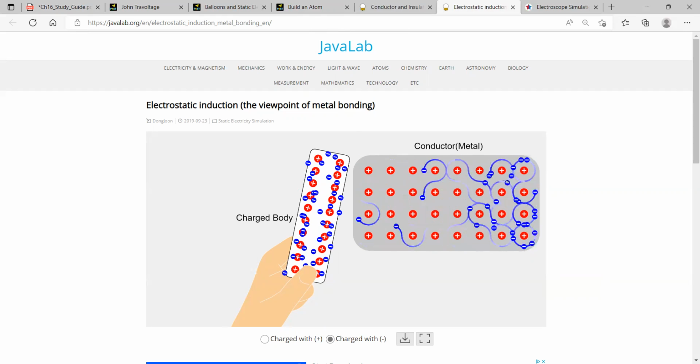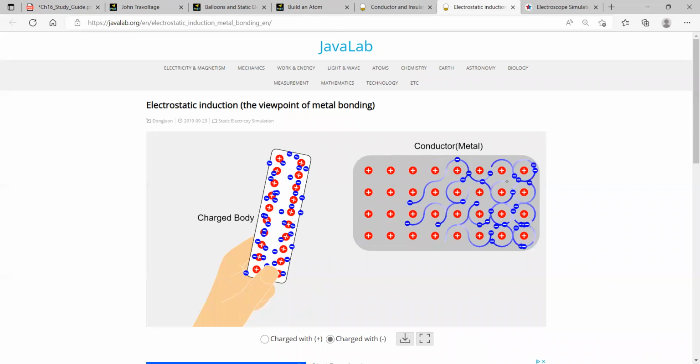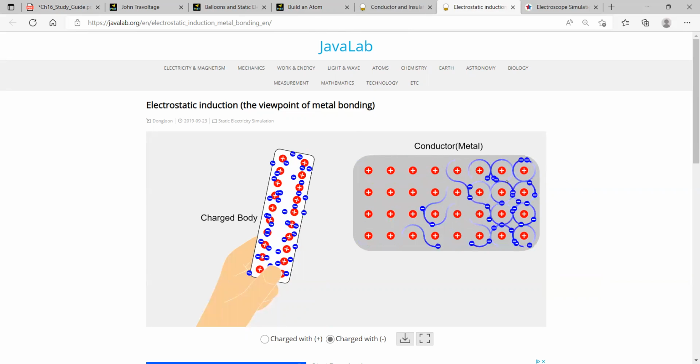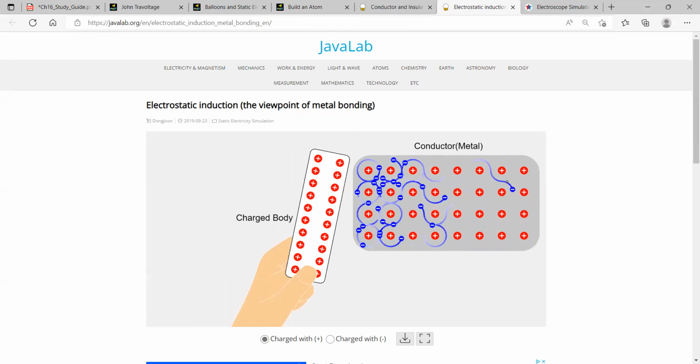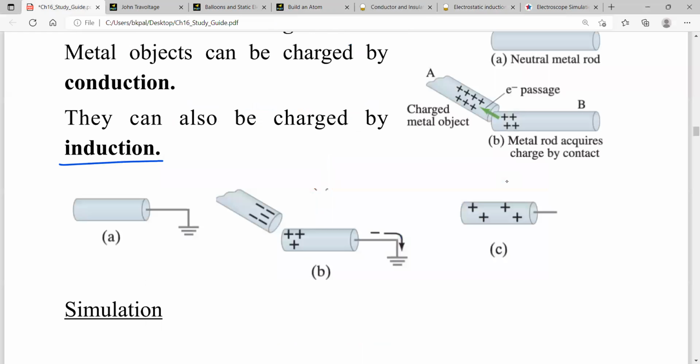All right. Here this charged body is negatively charged. We can use a positively charged one also. So if I bring a positively charged body close to that, you see that it attracts the negative charge towards it. Then if I cut at the middle, the right side will be more positively charged, and the left side will be more negatively charged. And this method is called induction. So we can charge an object by using conduction, and also by using induction.